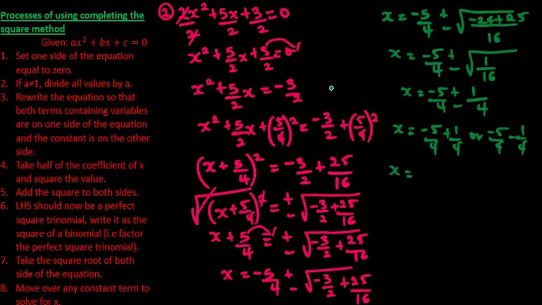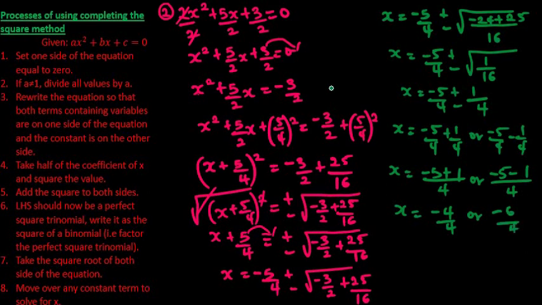x equals, the LCM here is 4. 4 divided by 4 is 1. 1 times minus 5 plus 4 divided by 4 is 1, 1 times 1, 1. Or LCM is 4. 4 divided by 4, 1 times minus 5 minus 4 divided by 4, 1 times 1, 1. x equals minus 5 plus 1 is minus 4 over 4, or minus 5 minus 1 is minus 6 over 4. x equal to, we'll break this down to the lowest term.